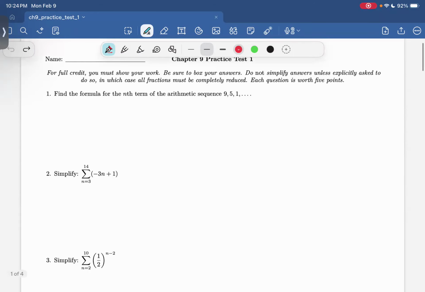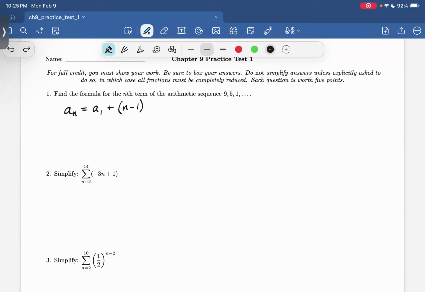All right, question one, find the formula for the nth term of the sequence. First, we want to think about what the difference is between the terms and also what the starting term is. If you might recall, the formula we have is an equals a1 plus (n minus 1) times d. The idea is to go from a1 to an, which means we're adding d, n minus 1 times.